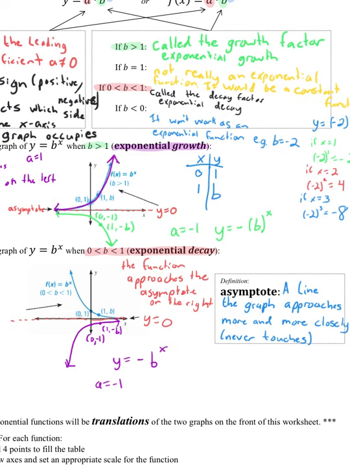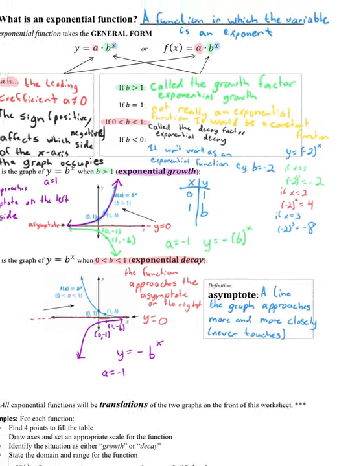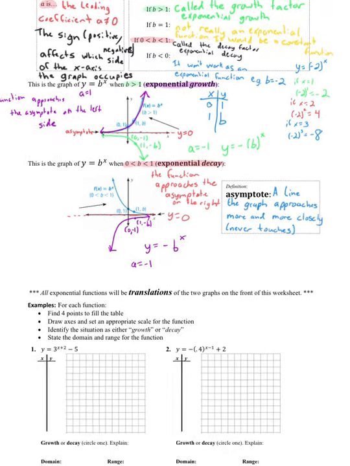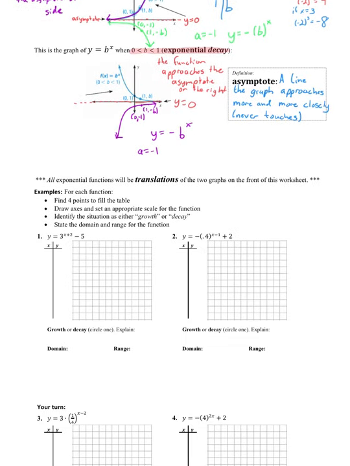Now what we're going to be doing today is practicing graphing these types of functions. All exponential functions that we're going to deal with are going to be translations of these two graphs, which means we move the asymptote, and then we might move the function up or down, or left or right. That's what we're really going to be looking at today.